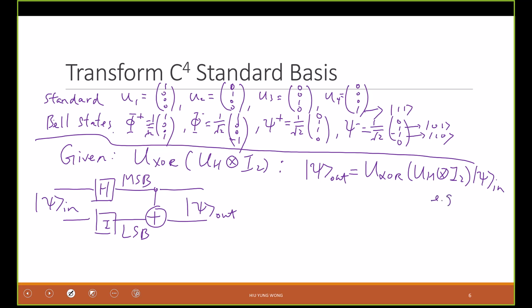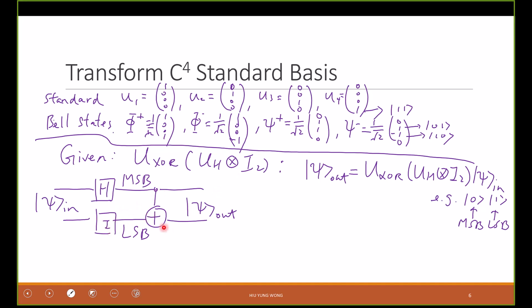For example, 0, 1. This is MSB. This is LSB. Is that okay? And so based on this, the most significant bit is on the top. So if you are told that the most significant bit is at the top, of course you need to put H here, which is UH. Then identity gates will be at the bottom.